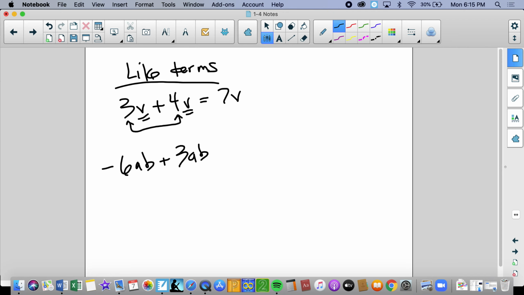If we have negative 6ab plus 3ab, are they like terms? Do they have the same variables? ab, ab. Are the variables to the same exponent? That's a to the first, b to the first. This is a to the first, b to the first. So those are like terms. When we have like terms, we combine their coefficients. Negative 6 and positive 3 gives me negative 3, and that's how many ab's we have.